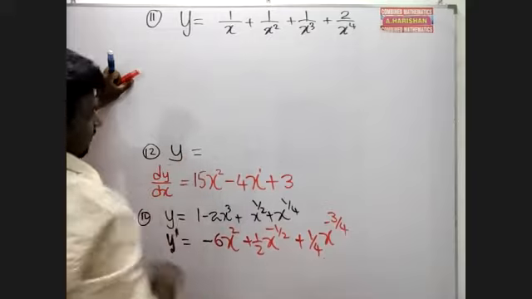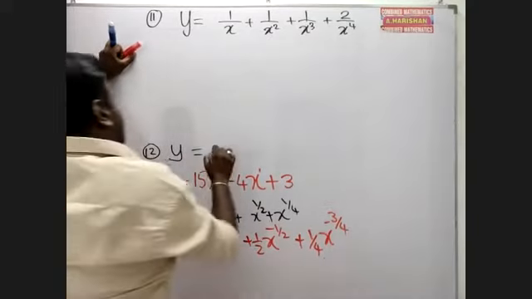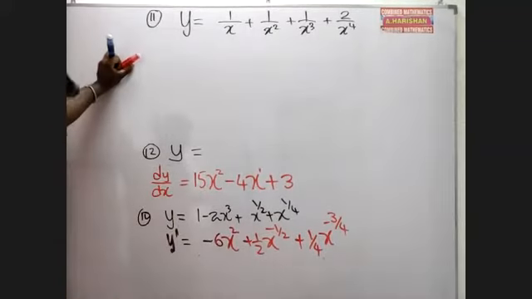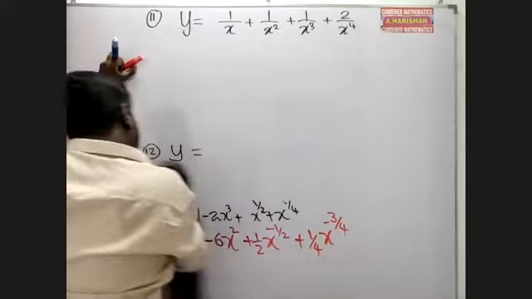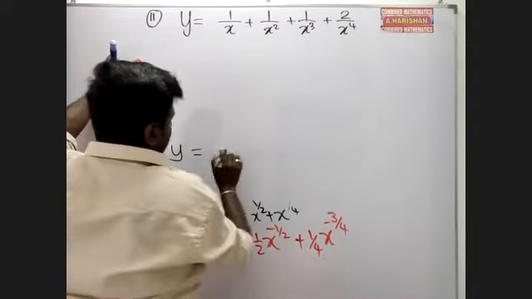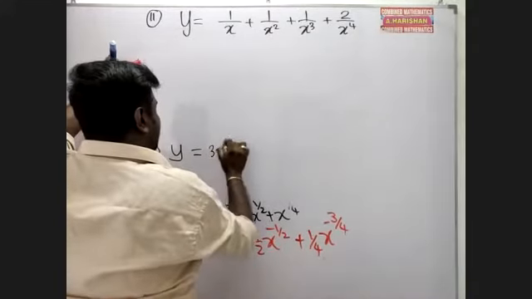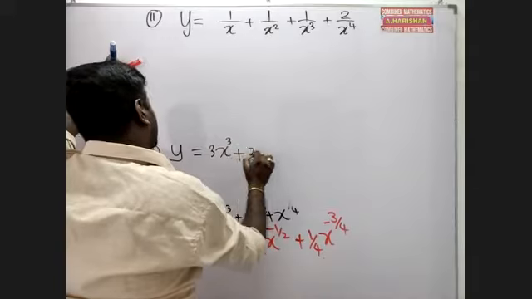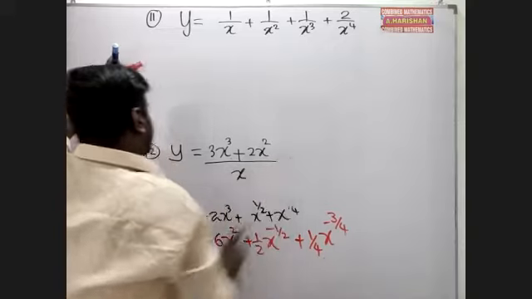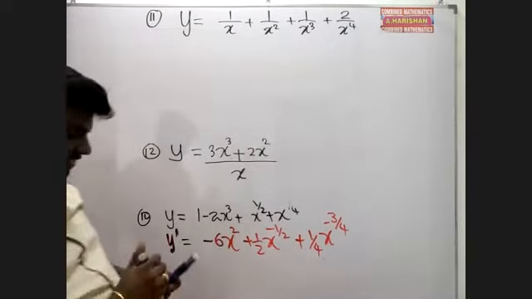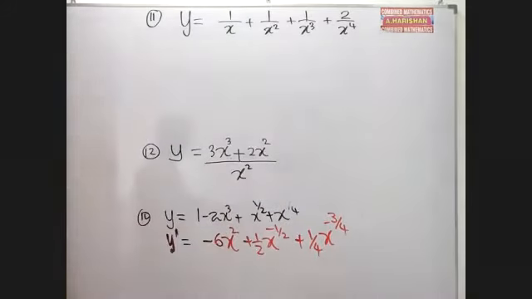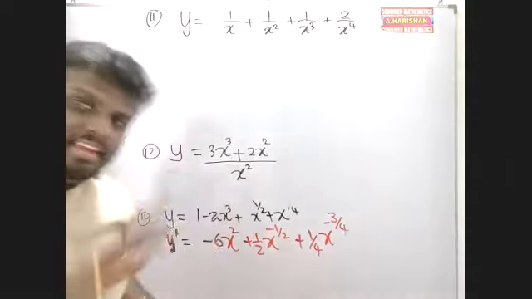So y equals, I erase this part, okay? Let's see. Y equals 3x cubed plus 2x squared over x squared. That's it. I put x squared. Nice, no? Any doubts? You can type.